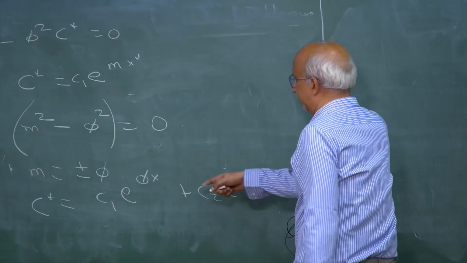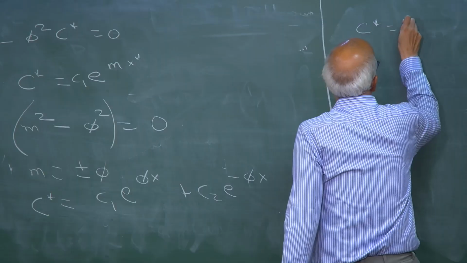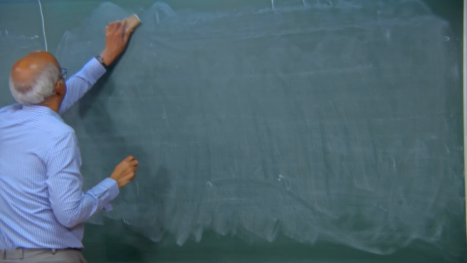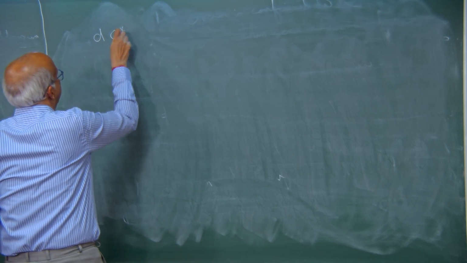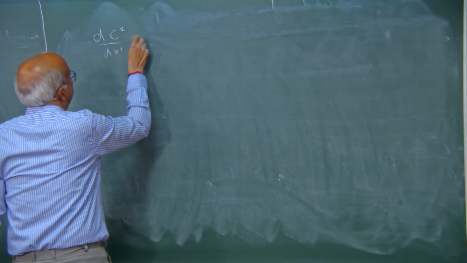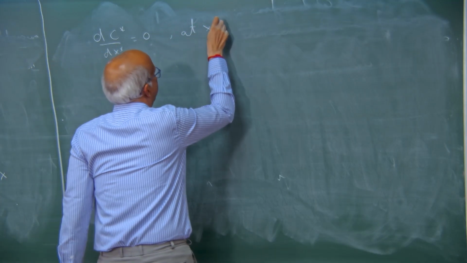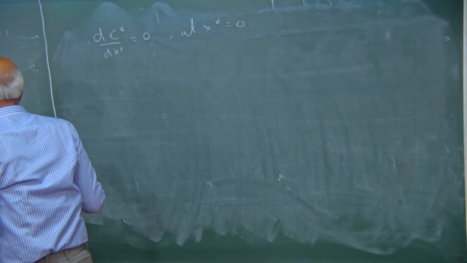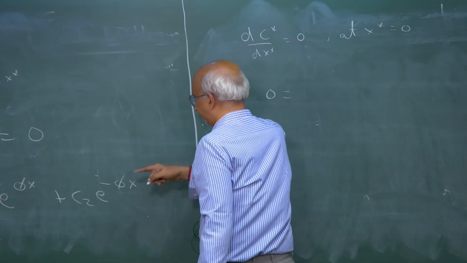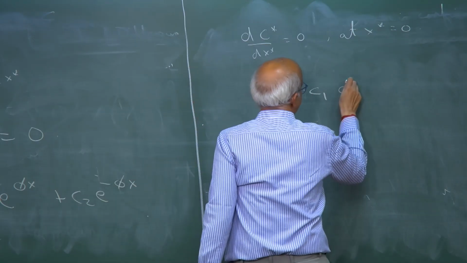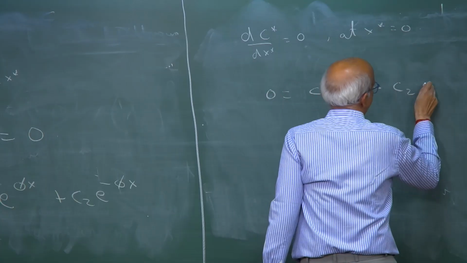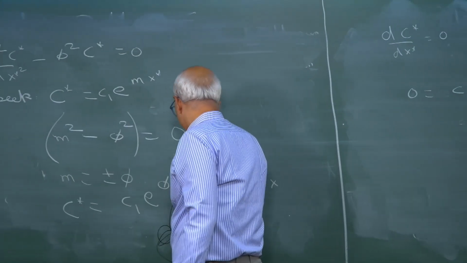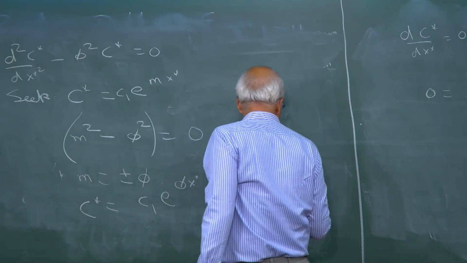So, now put the boundary conditions. C star equals 1 at, wait, let me do the easier one first. dC star by dx star equals 0 at x star equal to 0, from the symmetry. Differentiating this, 0 equals C1 phi minus C2 phi. I am putting x star equal to 0. Remember that these are all star variables.